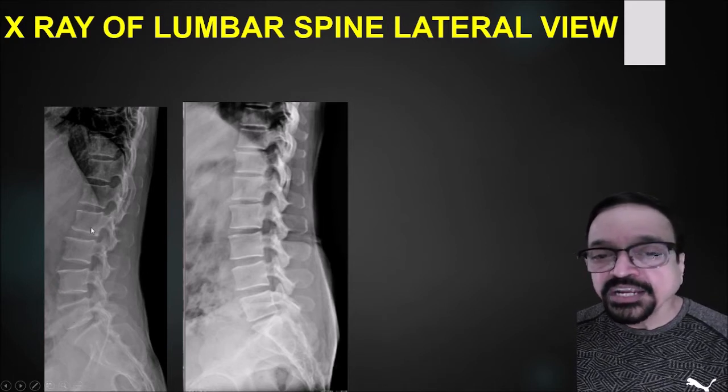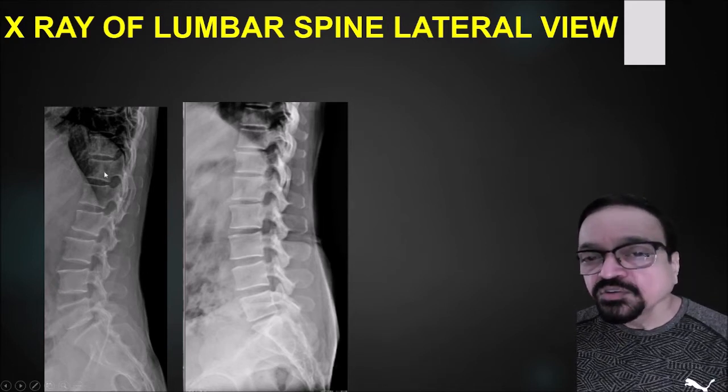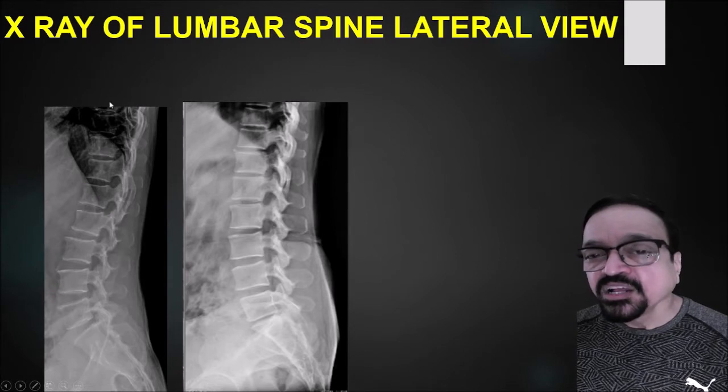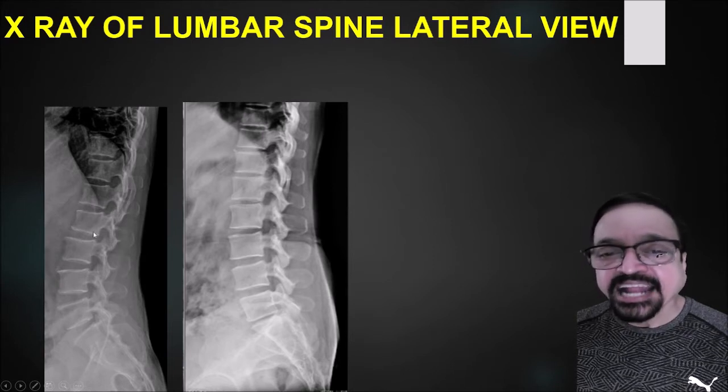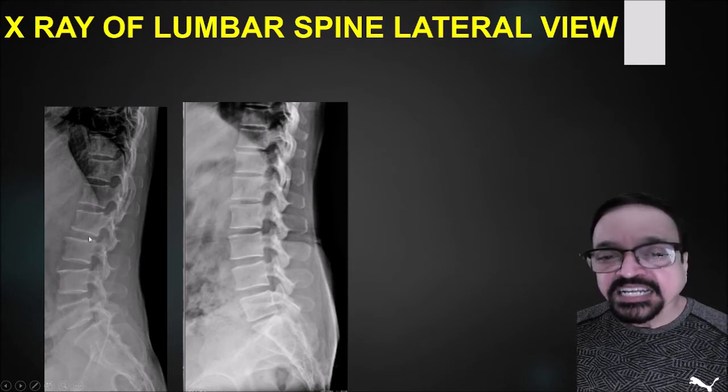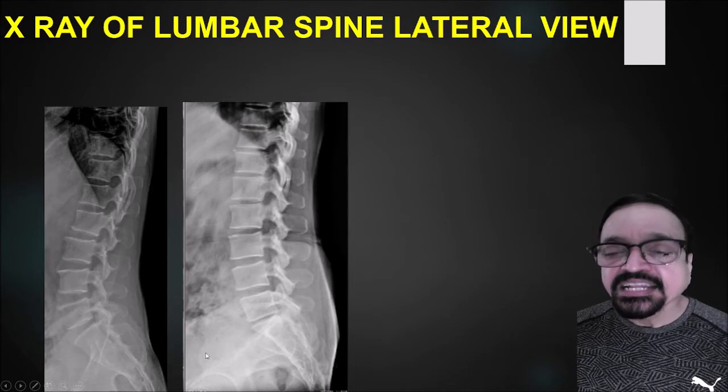Now the first you will see is practically 5, 4, 3, 2, 1, 12, 11, 10. So a big vertebral span is covered in this. And if you see the centering, it is at L2, L3. So this is centered at L2, L3. And in this X-ray, the centering is at L5, S1.